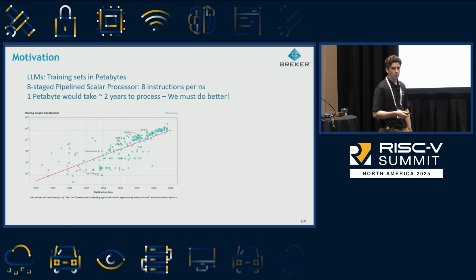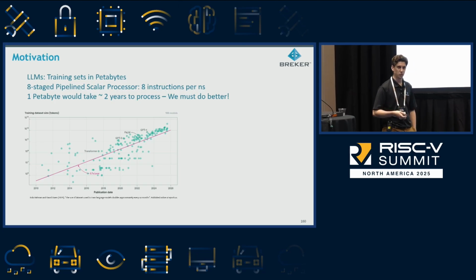So to start, most of us are pretty aware of why this is such a big conversation right now. LLMs are everyone's favorite universal paperclip these days, and they use a lot of data. Training sets are trending towards the petabytes, which could take, with some back-of-the-napkin math, just 1 petabyte, 2 years to process on a normal scalar processor. So we must do better.